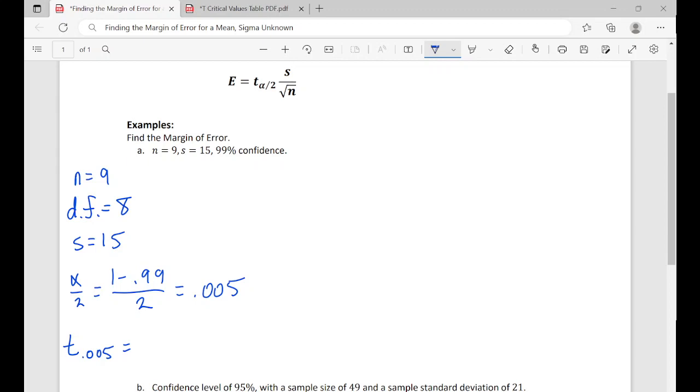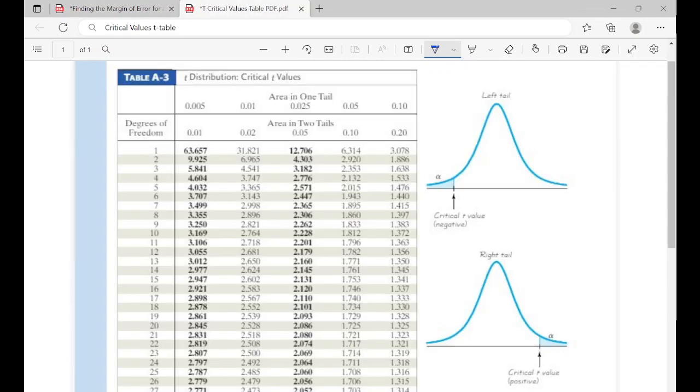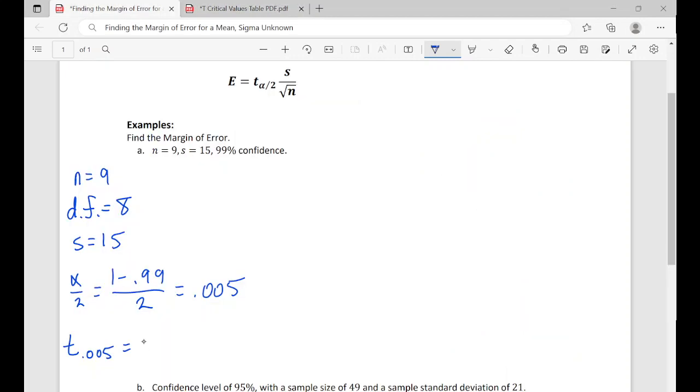So for the table, we're going to go into our t table here, and we're going to do our degrees of freedom, which is the first column here. So we're going to go down to 8. And then we're going to look for 0.005, which is always going to be in the one tail. So our alpha over 2 is going to be here. So 0.005, and we're actually going to get a t critical value of 3.355. That 3 is a little bit smeared, so clean it up.